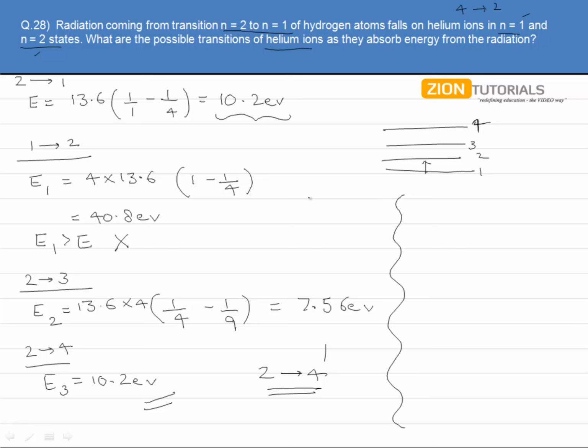But one thing in such type of questions, you can keep it in your mind that if it is 1 to 2 transition in hydrogen, and if you multiply it with Z, for helium, what is Z? It is 2. So multiply the lower as well as the higher state with 2. So it is equivalent to 2 to 4 transition in helium. Similarly, for lithium, it will be 1 into 3 and 2 into 3. That is 3 to 6 in lithium, and so on.